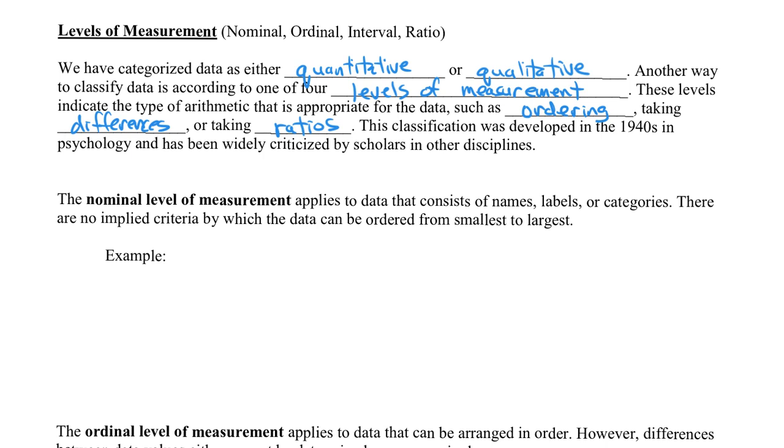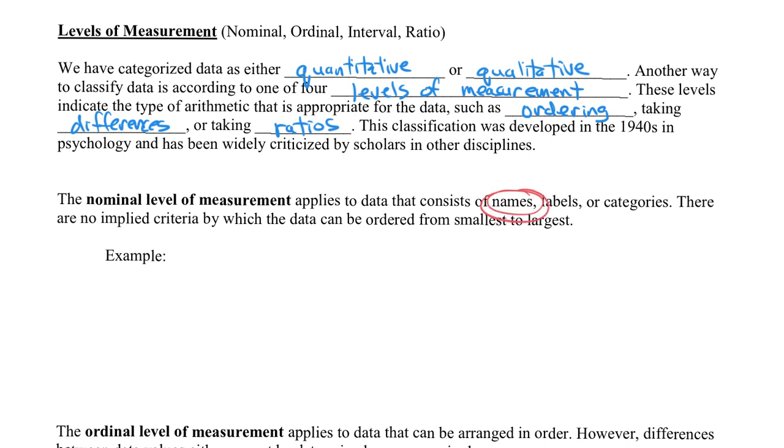So the data are categorized as nominal, ordinal, interval, or ratio. This is said to be the lowest level of data, and then it goes up. It goes up depending on what sort of math we can use with the data. So nominal is the lowest level, ratio is the highest level. It just goes in this order. So the nominal level of measurement applies to data that consists of names, labels, or categories. There are no implied criteria by which the data can be ordered from smallest to largest. So think of nominal basically as just names.